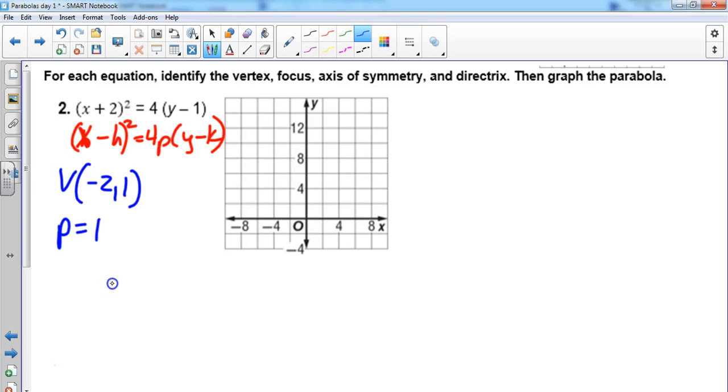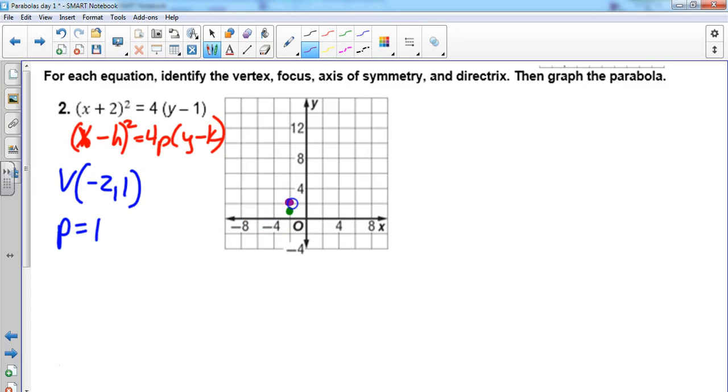Trey, which way is it open? Okay, the x is squared, so it opens up or down. P is positive, so it opens up. This graph paper is counting by 2s, so be careful. -2, 1 is over here. I don't like this graph paper because p is only 1 unit away, so it's all scrunched together here. It's opening up. So the focus is 1 unit up from there.